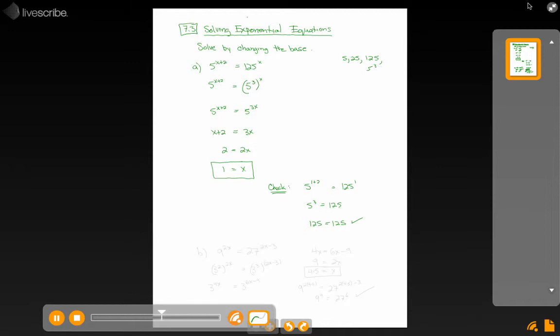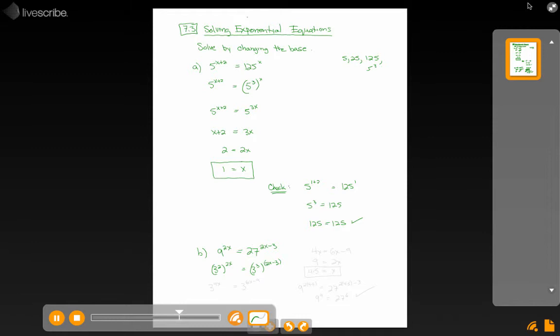Let's try another one of these. We've got 9 to the 2x equals 27 to the 2x minus 3. So hopefully you'll recognize both of these again as powers of 3. I can say this is 3 squared to the 2x, and this one is 3 cubed to the 2x minus 3. Replacing them with their respective powers of 3.